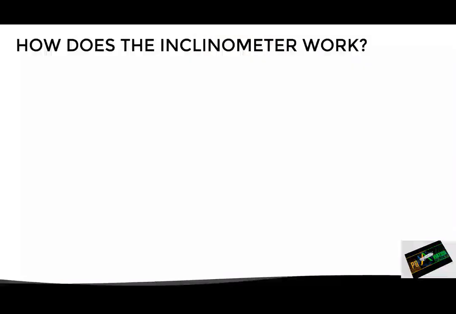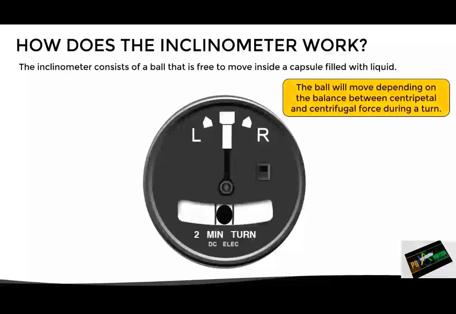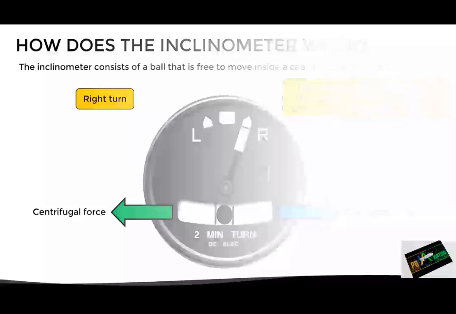Basically, the inclinometer consists of a ball that is free to move inside a slightly curved capsule filled with liquid. With this design, the ball will move depending on the balance between centripetal and centrifugal force during a turn. For example, if the aircraft starts turning to the right, the ball will be subjected to the centripetal and centrifugal forces generated during the turn. If these forces are equal, the ball will remain in the center of the capsule. But if there is an imbalance between these forces, the ball will move to one side or the other. This results in 3 possible situations.